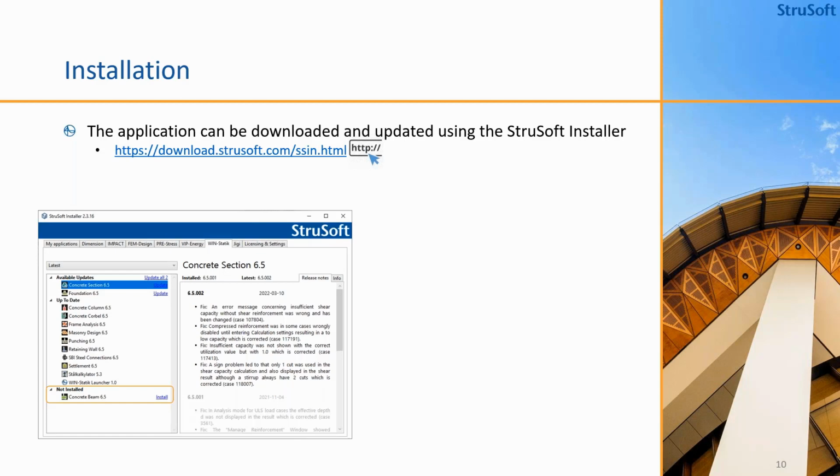Once you have downloaded the Strusoft installer, you go into the correct tab, in this case WIN-Statik, and for Concrete Beam, you just press install. Of course, you need a license in order to run it. If you don't have a license, then it is basically a trial, or demo mode, so there are a few limitations in that case. But it is also possible to apply for a timed trial version, and I will talk more about that in the last slides.